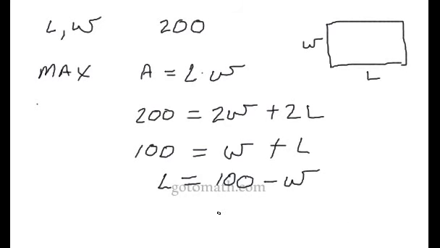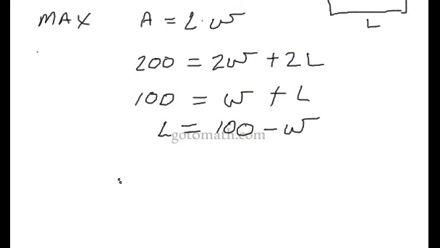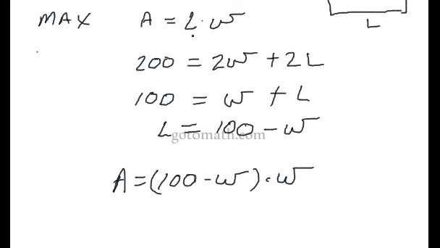We got things in terms of W, and now I'm going to go ahead and take this and plug it in directly up here. So rewriting, we're going to have A is equal to (100 minus W) times W. So we got our formula up here, and it's in terms of W. Now I'm going to go ahead and distribute that W across, because remember what we got to do next, and that's take the derivative. So 100 times W minus W squared.